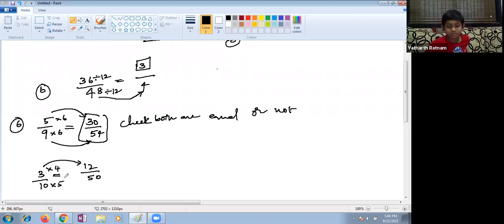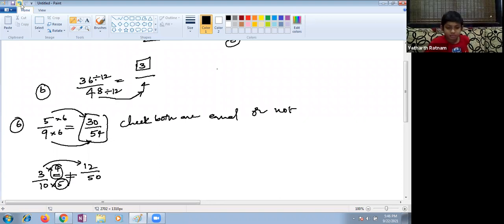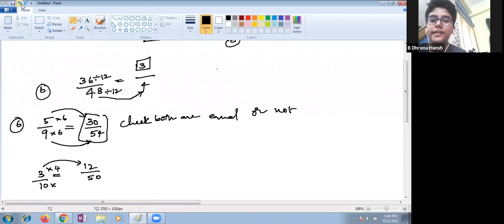Yes, ma'am. But here what happens? It is 5 4 and 4, and 5s are, but not equal. Both are not equal, ma'am. Yes, very good. Ma'am, the denominator is greater than the numerator, ma'am. Okay, I'm checking.